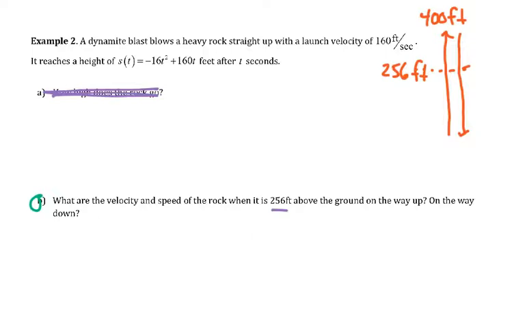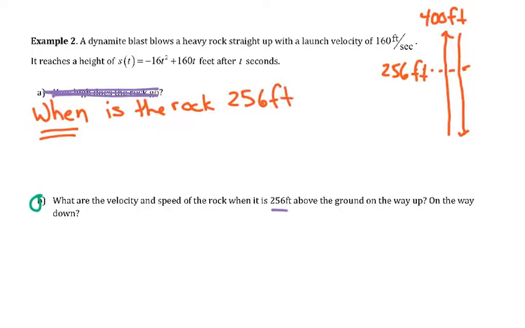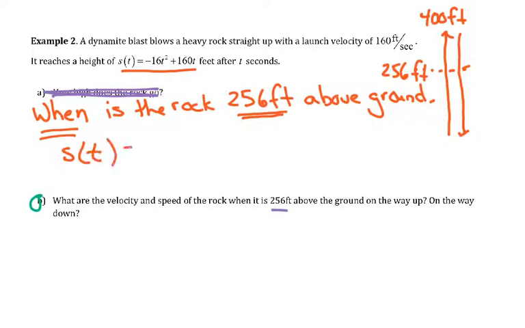So what do we need to do? We need to find out when is the rock 256 feet above ground. So we need to find the time again. So how are we going to do that? Well, this is a height, so we use the position function. So in other words, when does this equal 256?